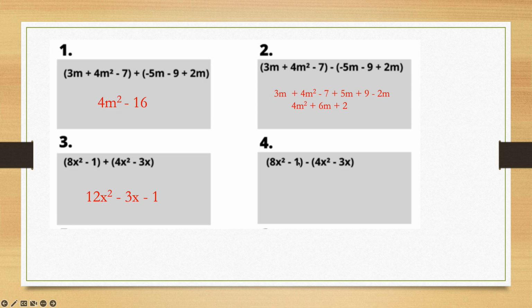For number 4, I first have to distribute that negative sign. I always have to do that first. Combining like terms is really adding, and distributing a negative is multiplying. Distributing is always multiplying, negating is multiplying. So that's why you have to do it first. So first I negate the 4x squared and get negative 4x squared. The negative 3x, you get positive 3x. So 8x squared and negative 4x squared is 4x squared. And then it's a positive 3x and a negative 1.